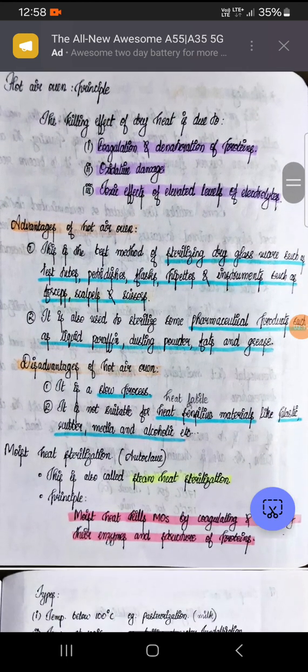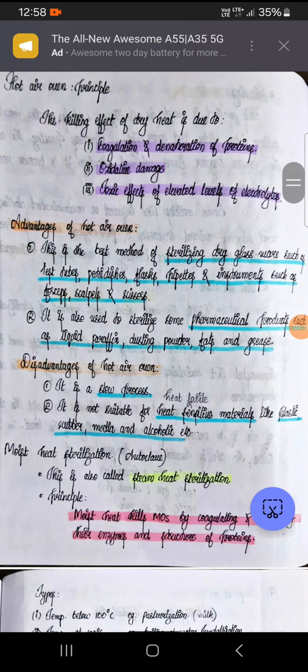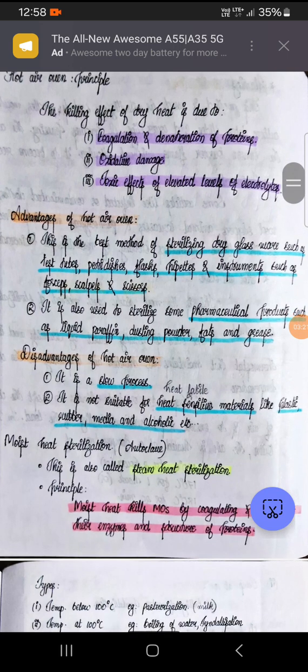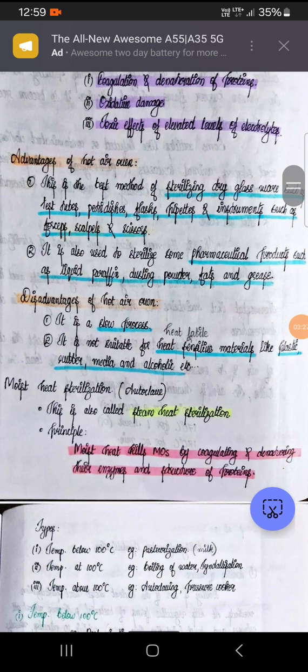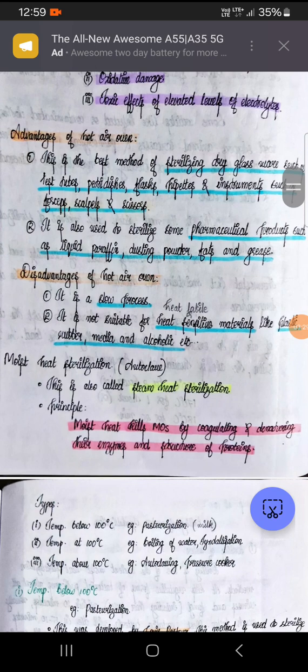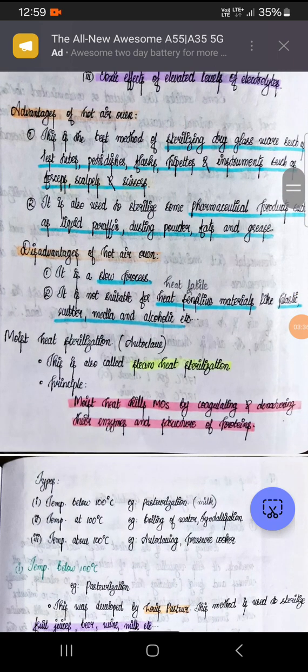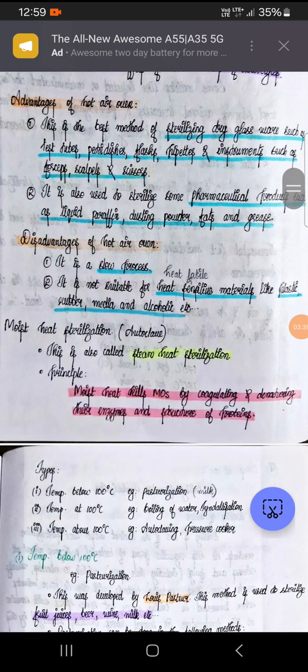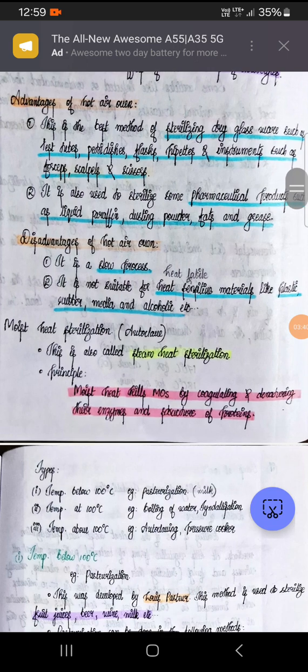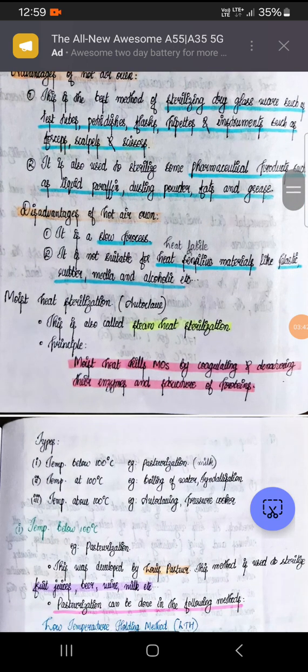Advantages of hot air oven: it is used for sterilizing dry glassware such as test tubes, petri dishes, flasks, etc. It is also used to sterilize pharmaceutical products such as liquid paraffin, dusting powder, fats, and grease. Disadvantages: it is a slow process. It is not suitable for heat labile materials like plastic, rubber, media, and alcohol.